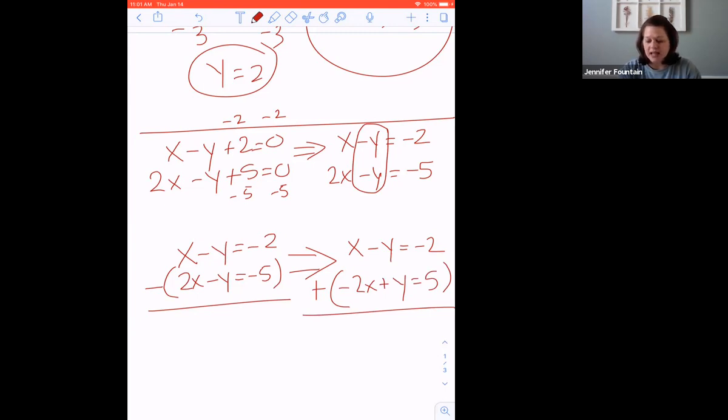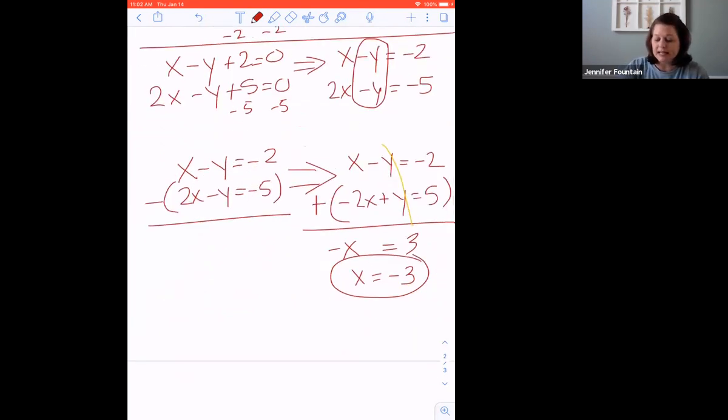Now I add them up, and x plus a negative 2x is negative x. My negative y plus a positive y cancels out, so I don't even have to write a 0 or anything. So I put my equal sign, and negative 2 plus a positive 5 is going to be 3. So I know that if negative x equals 3, then a positive x equals a negative 3. So I found that x is equal to negative 3.